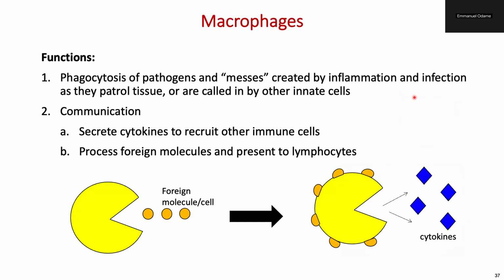And then the second one is to communicate. After they've phagocytosed, they secrete chemokines to recruit other immune cells to come to the area. They also process the foreign molecules that they have engulfed and present them to lymphocytes. As you can see from here, the macrophage takes out the foreign cells and then secretes chemokines and presents this to lymphocytes.